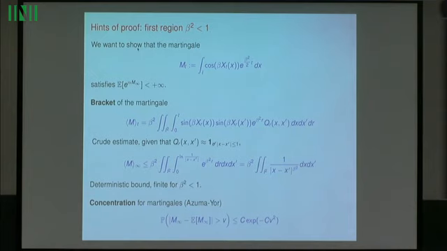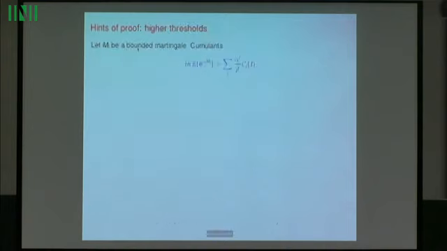Okay, so now how do you proceed in higher thresholds? First, let me recall the definition of cumulants. If you take a bounded martingale and look at this expectation here, it's not difficult to see that this quantity should be analytic in alpha. So you can start with a non-trivial radius of convergence, and you can certainly expand this function around 0. And the successive terms in the expansion are the cumulants of the martingale.